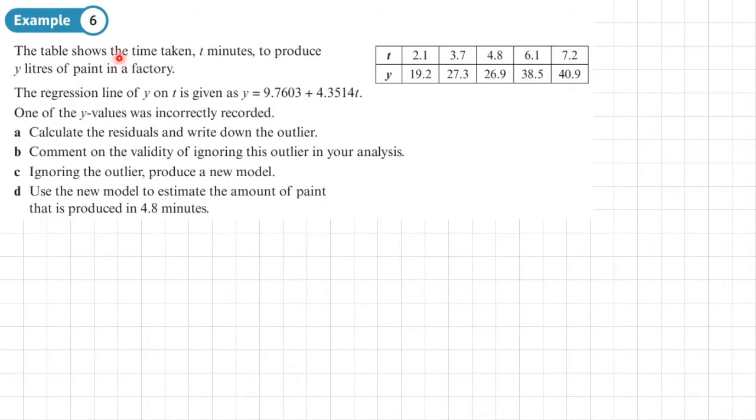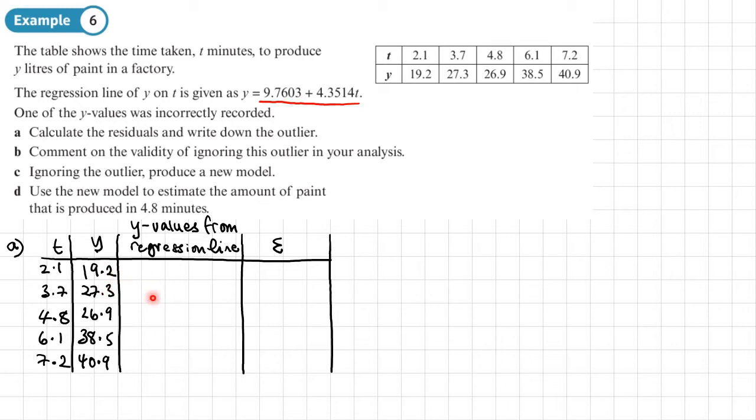Example 6. The table shows the time taken, T minutes, to produce Y litres of paint in a factory. So there you go here. The regression line of Y and T is given as this equation here. So let's just highlight that. One of the Y values was incorrectly recorded. Calculate the residuals and write down the outlier. So what we're looking for is going to be a Y value that has a large residual. So we'll do a table to work that out.